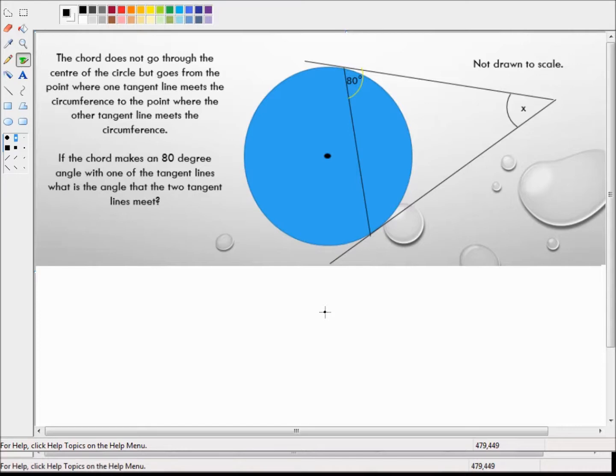Okay, so how did you get on with that question? Right, we're told the chord does not go through the centre of the circle, but goes from the point where one tangent line meets the circumference to the point where the other tangent line meets the circumference. If the chord makes an 80-degree angle with one of the tangent lines, what is the angle at which the two tangent lines meet? So we're looking for this angle x, and we're told that this angle is 80 degrees.